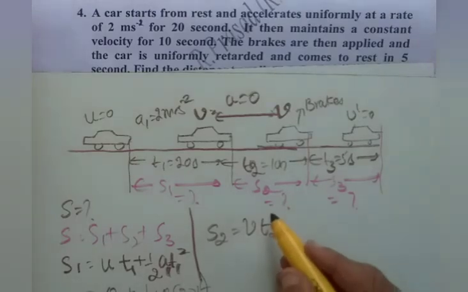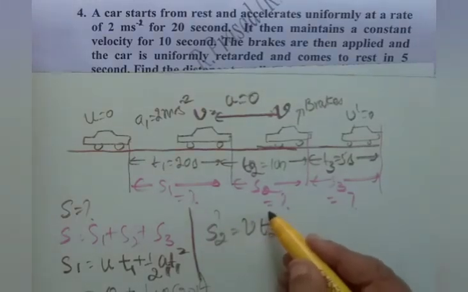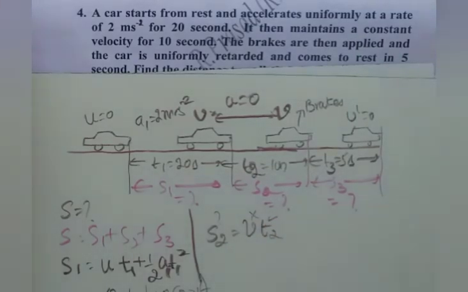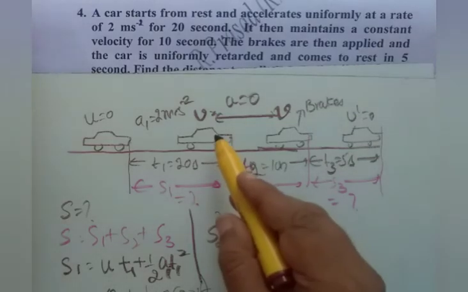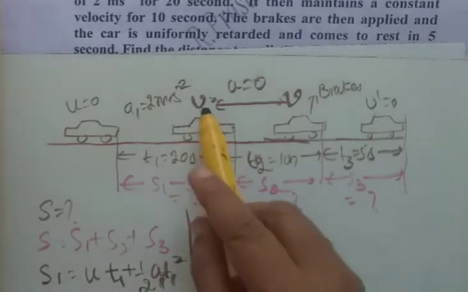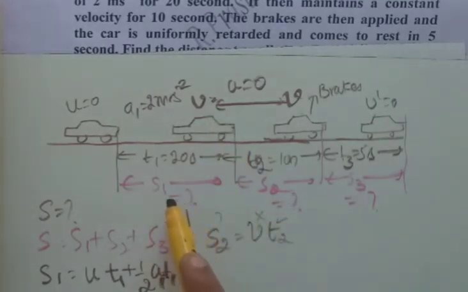But what is V? Observe here. To find S2, you know T2 is given as 10 seconds, but we don't know V. V is not known, put a cross mark there. Then how to solve for V? For that we need to search. What is V? V is the final velocity for the S1 journey after 20 seconds.